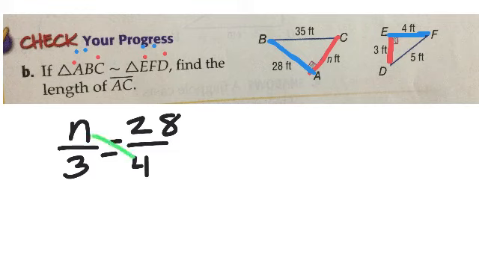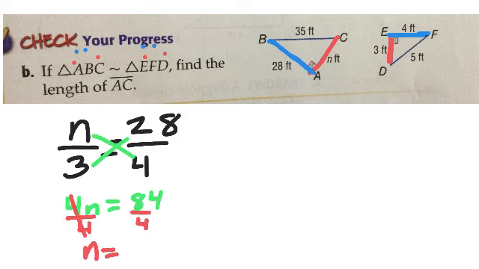Now, fraction equal to a fraction. Cross multiply. 4 times N is 4N. 3 times 28 is 84. Now, N is being multiplied by 4, so I divide by 4. That tells me N equals 21.